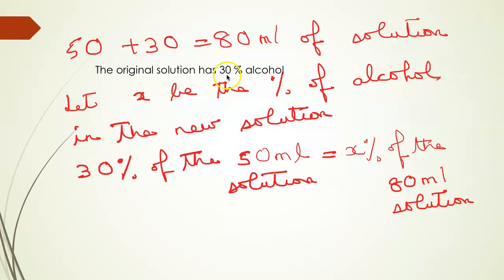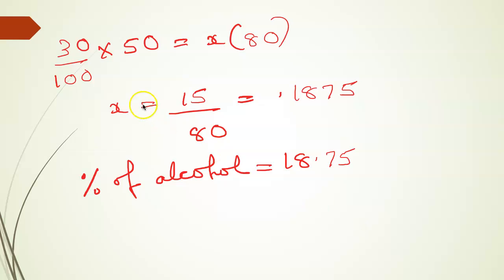And the original solution has 30% alcohol. So now let X be the percentage of alcohol in the new solution. So 30% of the 50 ml solution will now be X% of the 80 ml solution. This is the percentage of alcohol in the old solution, and this will be the percentage of alcohol in the new solution. So 30 by 100 into 50 is X into 80, or X is 0.1875. So what is the percentage of alcohol? You multiply by 100, that is 18.75.